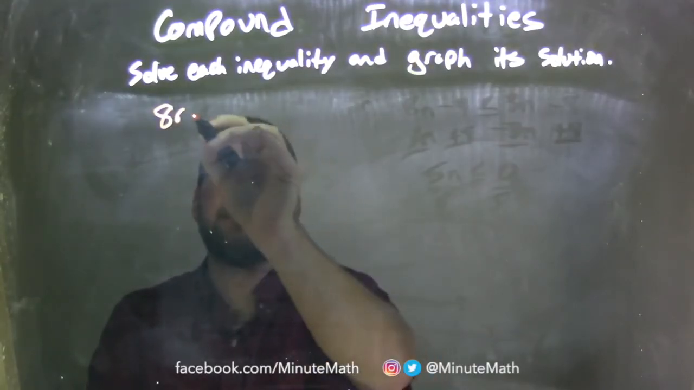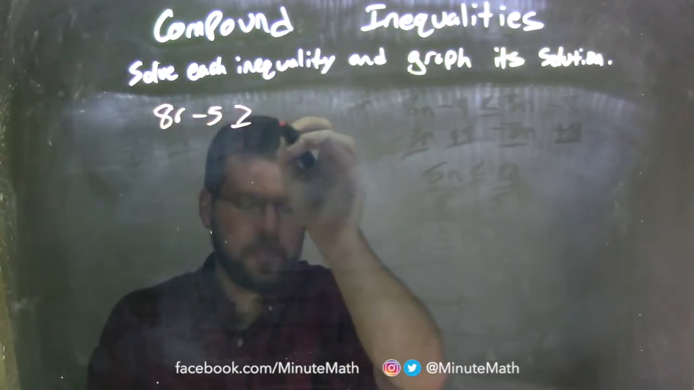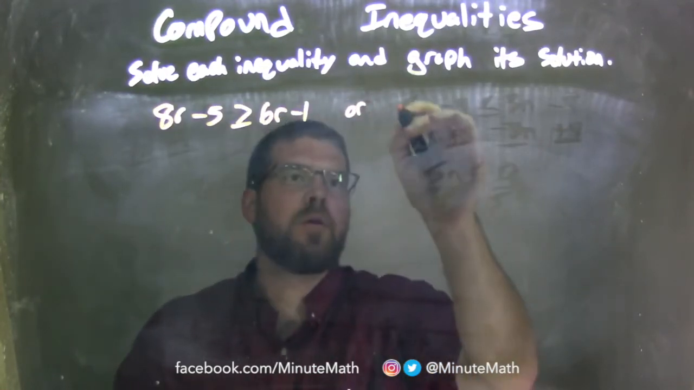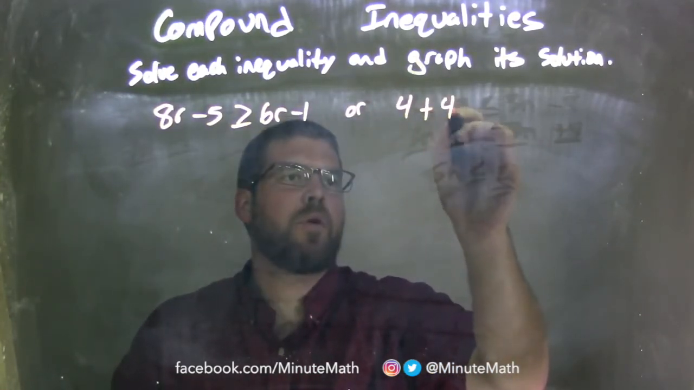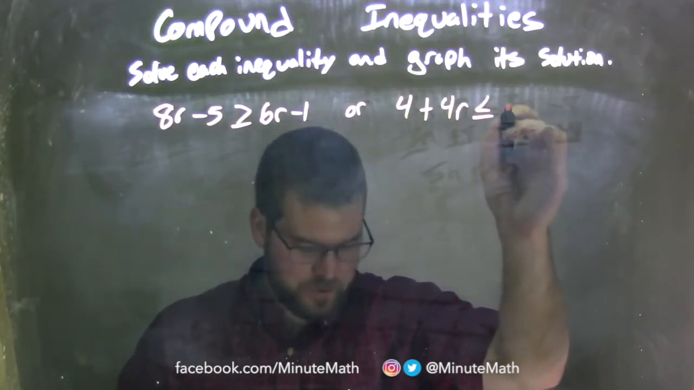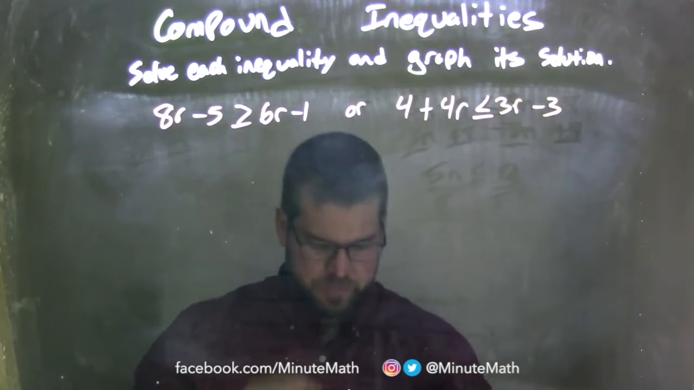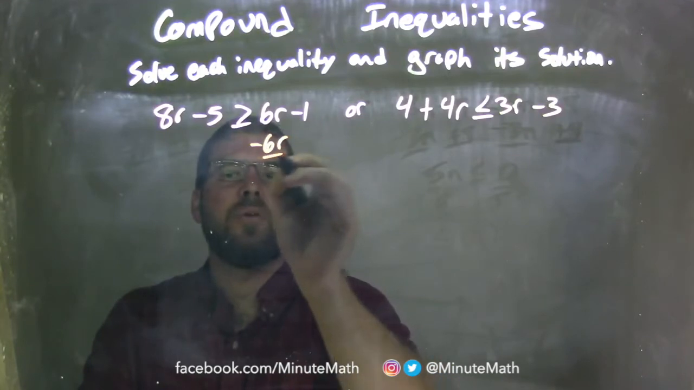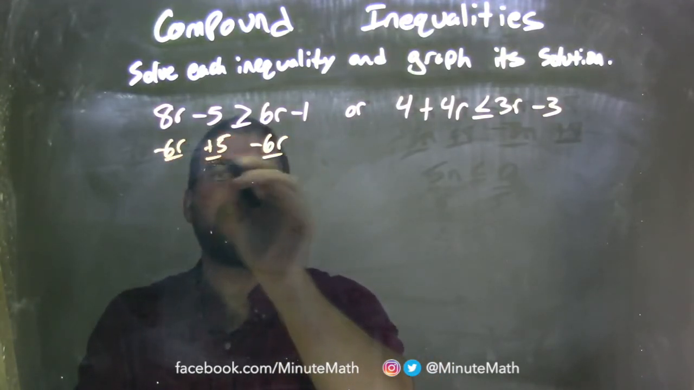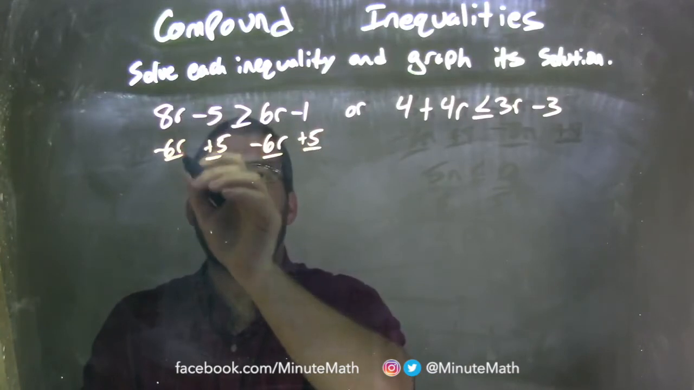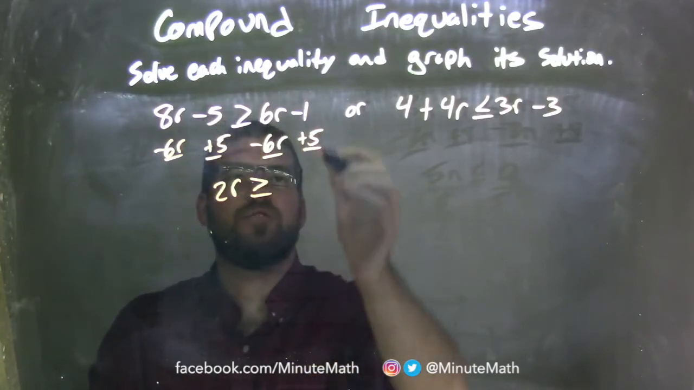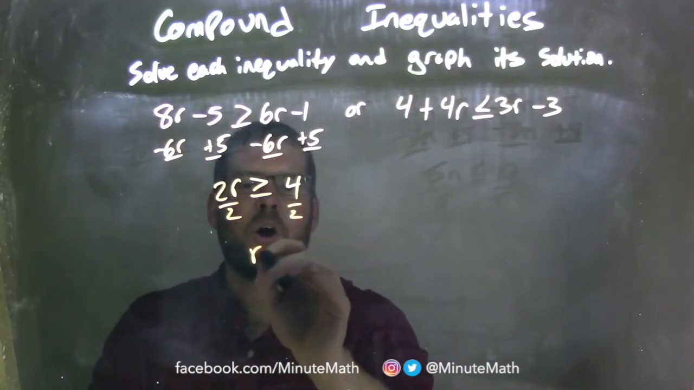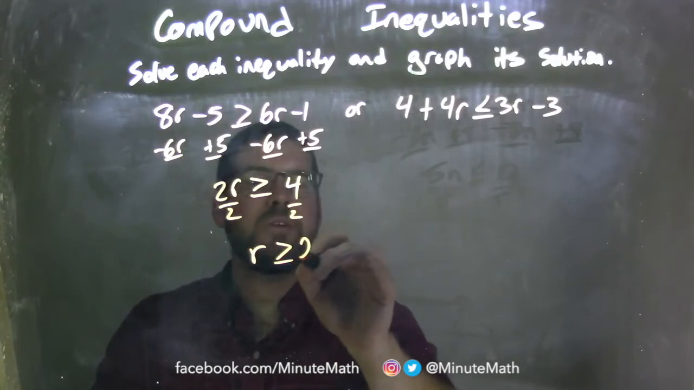8r minus 5 is greater than or equal to 6r minus 1, or 4 plus 4r is less than or equal to 3r minus 3. Okay? Well, my first step is I'm going to solve each individually. So I'm going to subtract a 6r to both sides here, and I'm going to add a 5 to both sides. And in doing so, 8r minus 6r is 2r, and that's greater than or equal to negative 1 plus 5 is a positive 4. And then I'm going to divide by 2 to both sides, giving me r by itself is greater than or equal to 4 divided by 2, which is 2.